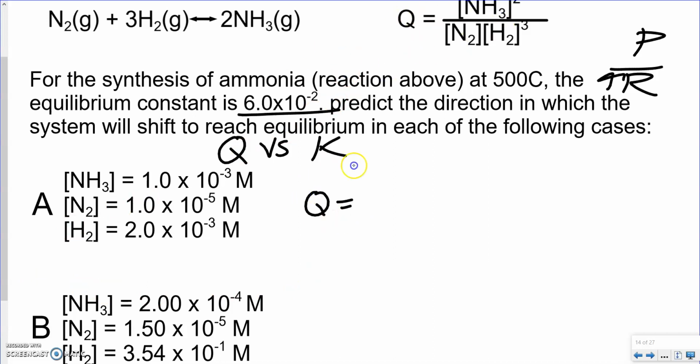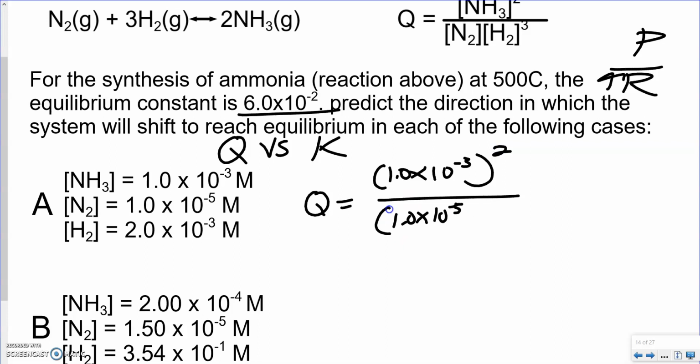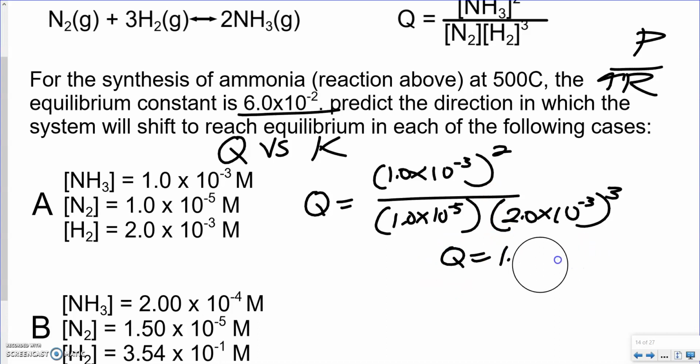So our first Q, QA if you will, is going to be equal to 1.0 times 10 to the negative third to the second over 1.0 times 10 to the negative fifth to the 1 and 2.0 times 10 to the negative third to the third. So take a second, solve this out, and see what you get. Okay, so when I do this, I'm getting a Q value that's equal to 1.25, or technically with proper sig figs should be 1.3, because everything's 2 sig figs here, times 10 to the 7th, positive 7th is what that looks like. So how does Q compare to K?